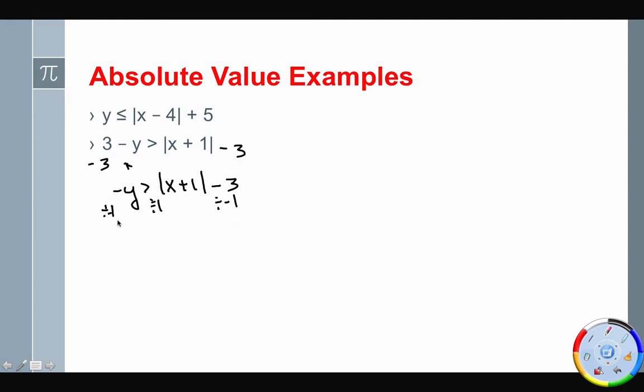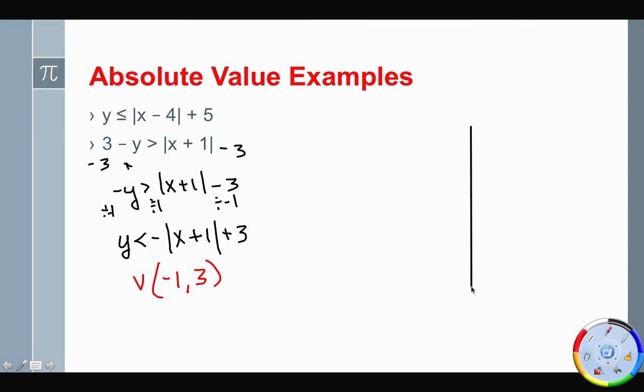All right, so when we divide the y by negative 1, we get y. Remember, when we divide both sides by a negative, we have to flip the inequality. The absolute value becomes negative on the outside, and then minus 3 becomes plus 3. So we can then again look at the vertex. This got shifted 1 unit to the left and 3 units up.